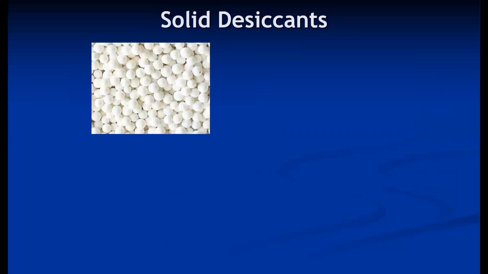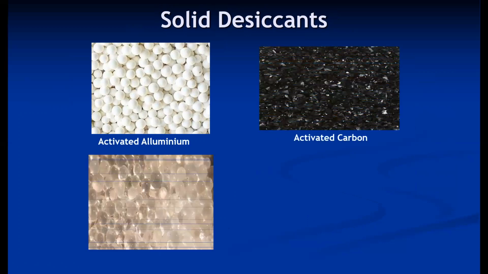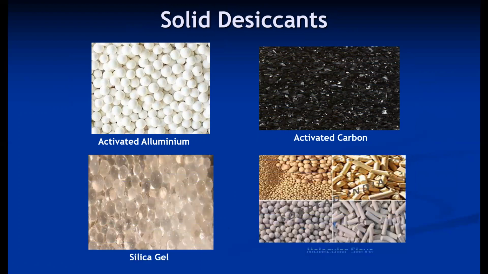In solid desiccants, there are 4 types of solid desiccants used. That is activated aluminum, that is available in granules, then activated carbon, then silica gel, and molecular sieves. So these solid desiccants are generally embedded or deposited on any solid surface for application of dehumidification, because it has an affinity to absorb moisture. So these are embedded on any solid surface in order to absorb the moisture particles.